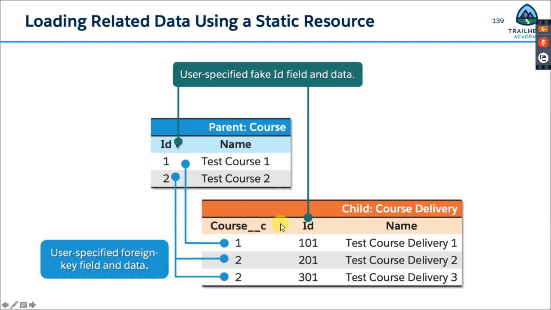Your parent object has on the ID field some values, which do not have to be the real 15 or 18 character ID of a record, just a fake. And then on the child, for the foreign key, you use the same fake IDs. And it will know at runtime that you're talking about those particular records, so it would allow you to create those records.